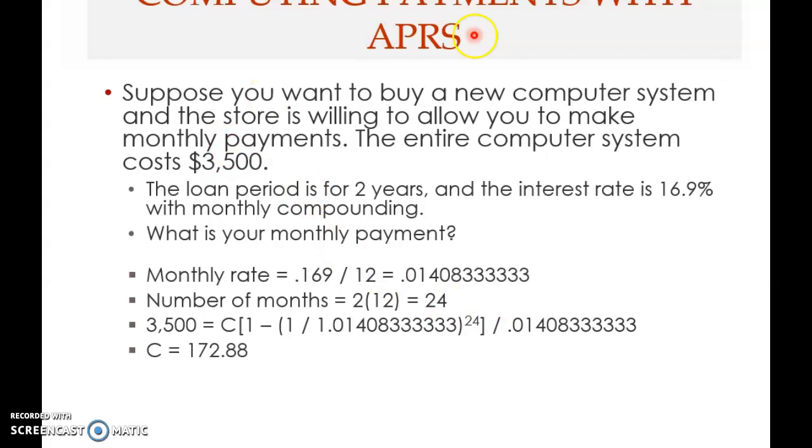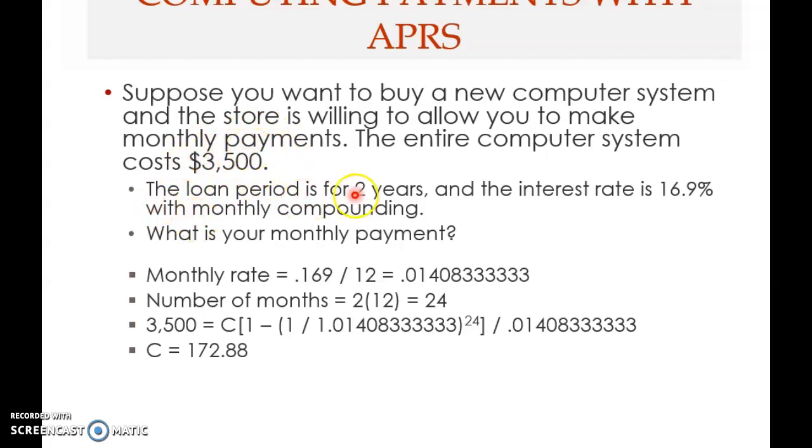Computing payments with APR. You can't see the title here because I want to show you the computation here. Let's look at the example here. Suppose you want to buy a new computer system and the store is willing to allow you to make monthly payments. The entire computer system costs 3,500. This is the present value, PV.